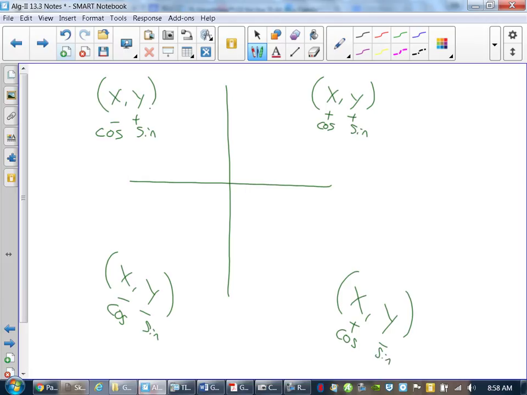Tangent. Tangent is y over x. So if y and x are both positive in the first quadrant, what's a positive divided by a positive? Positive. So first quadrant tangent is positive. Second quadrant, what's it going to be? Negative. Third quadrant, positive.